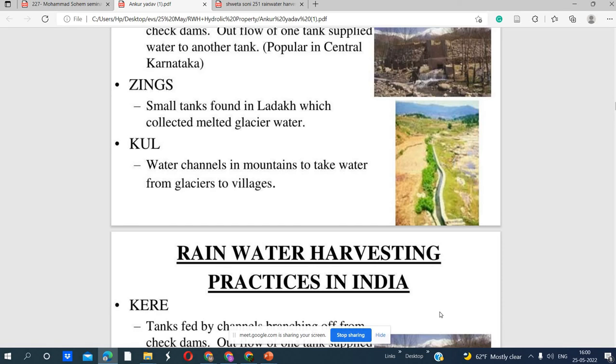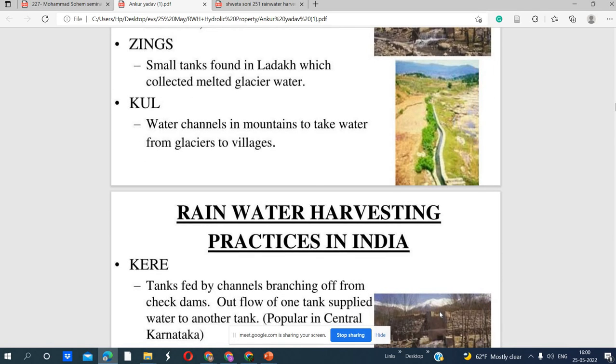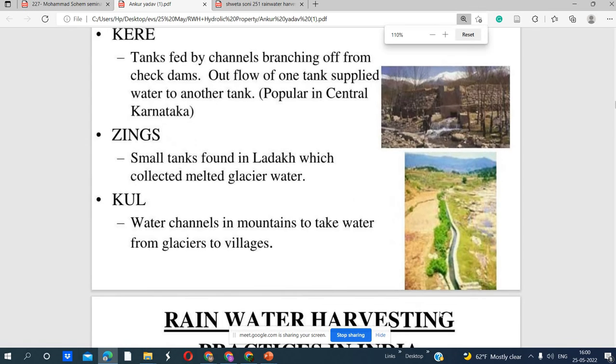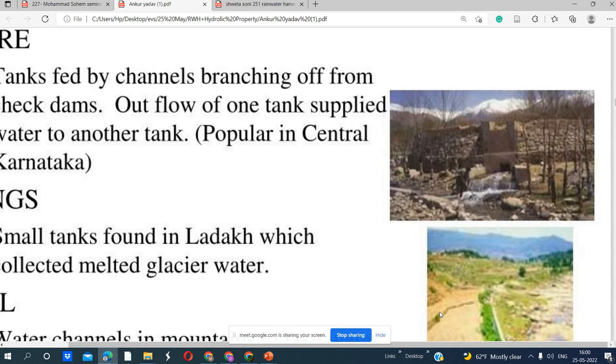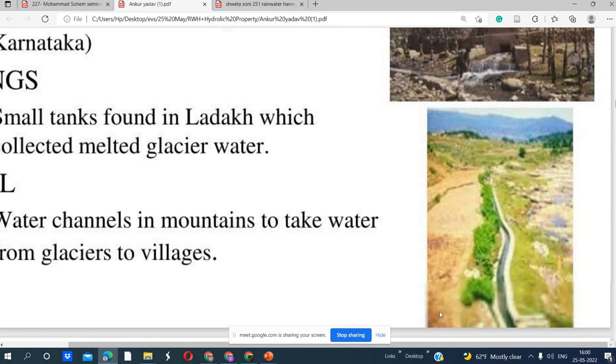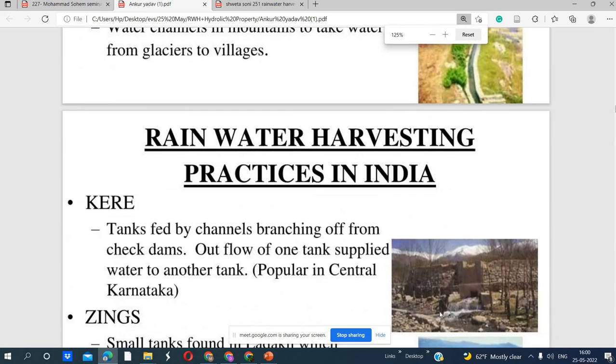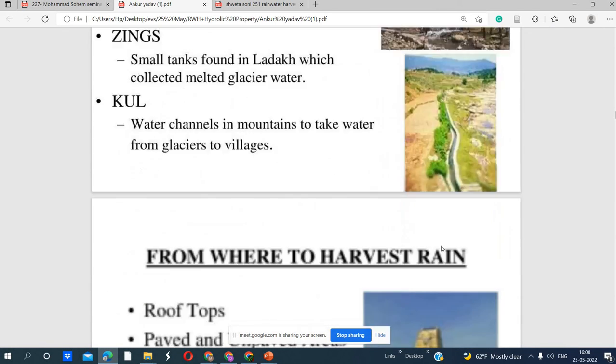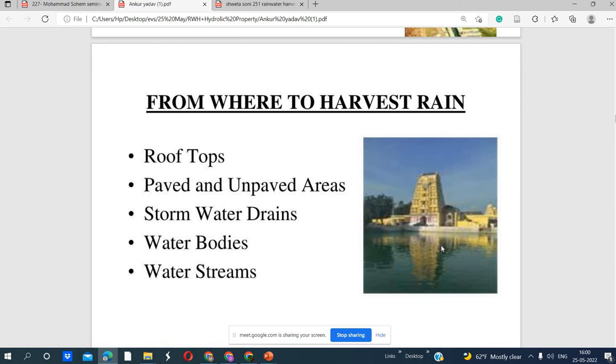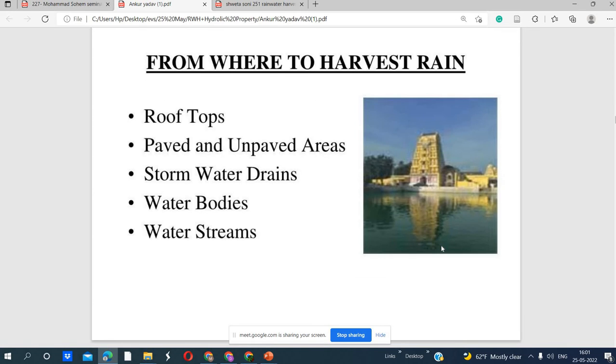Kul is used to take the water from glaciers to villages. Why the kul? What is the application of kul? And then water harvesting practices in India. These are the different ways from where to harvest rain: rooftops, paved and unpaved areas, storm water drains, water bodies and water streams.